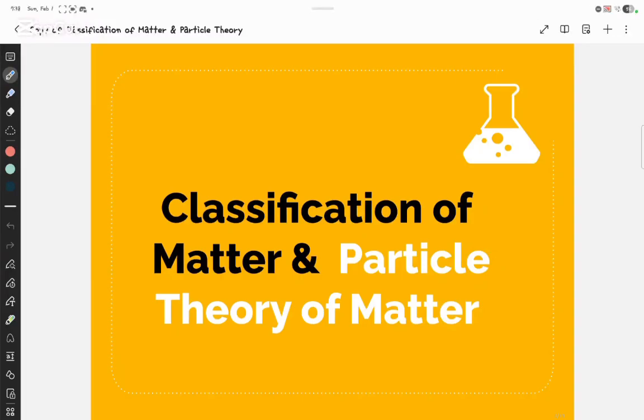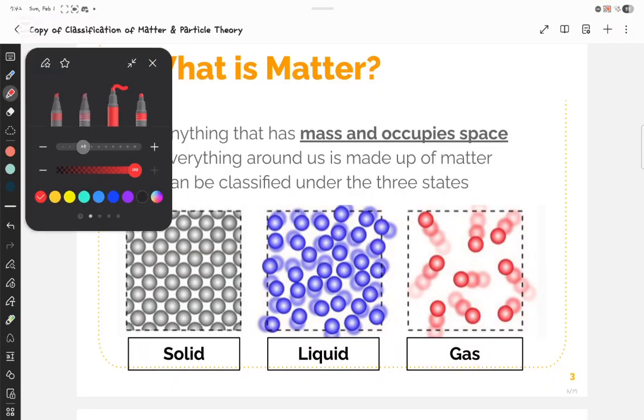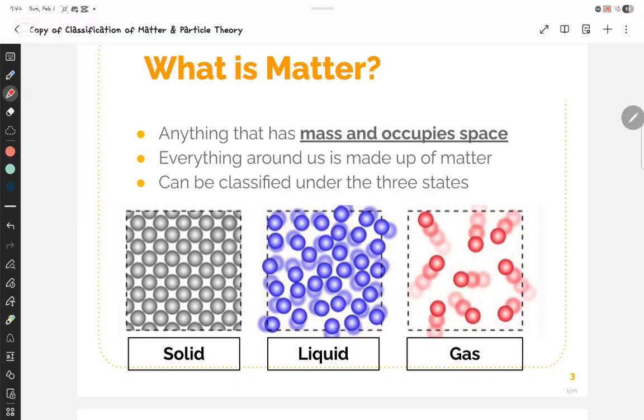Welcome to iBuddy Science. This is the first lesson of the chemistry unit in grade 9 science, and it's called Classification of Matter and Particle Theory of Matter. So our first topic is, what is matter? Matter is anything that has a mass and occupies space.